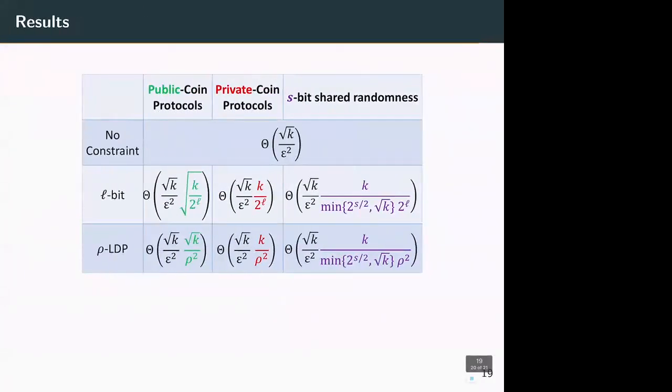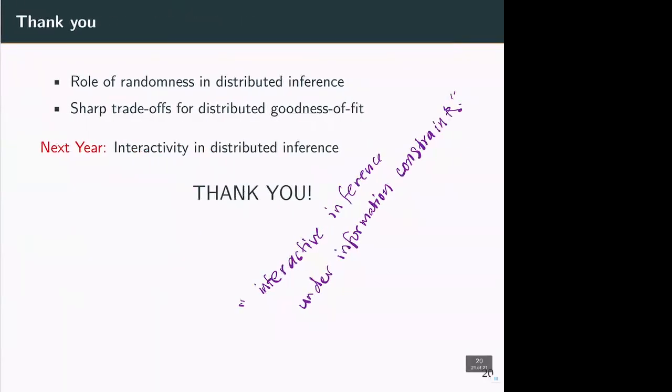Now, I just wanted to say that the results are all optimal. Our dependence on S is optimal. There is no order S factor or anything. It's in the exponent, but the dependence is optimal. Same with L and rho, for basically privacy and communication constraints. Finally, I want to conclude by saying that we looked at the role of randomness in distributed inference and gave sharp trade-offs for distributed goodness of fit.